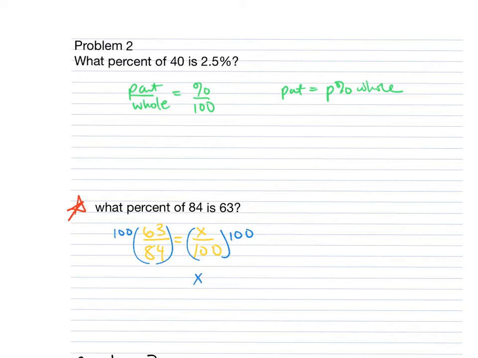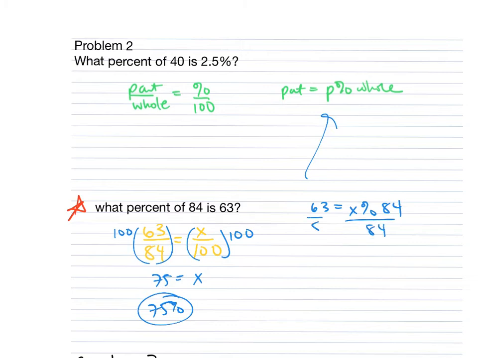And we get 75. So it's 75%. If we did do it this way, this would be 63 equals what percent of 84? We would just divide both sides by 84. 63 divided by 84 is 0.75. That equals X percent. So to turn a decimal into percent, remember we just move the decimal 2 places, and so this becomes 75%.